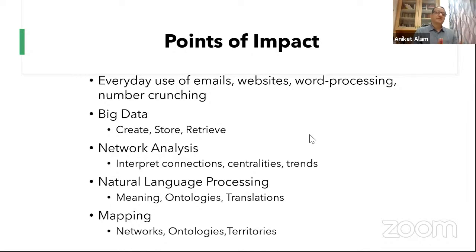And the points of impact, there's of course the everyday use of emails, websites, word processing, basic number crunching, whether you are using a calculator, or an Excel sheet just for keeping your marks or just looking at data, basic things. There is that. And if you actually sit down and list all that is happening, how has it changed the access to archives, even paper archives, even material remains which are not digitized. It's changed the way you do things.